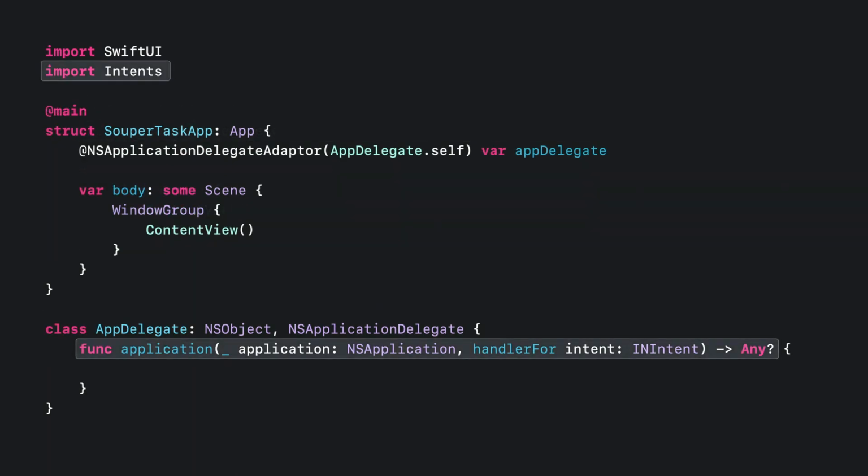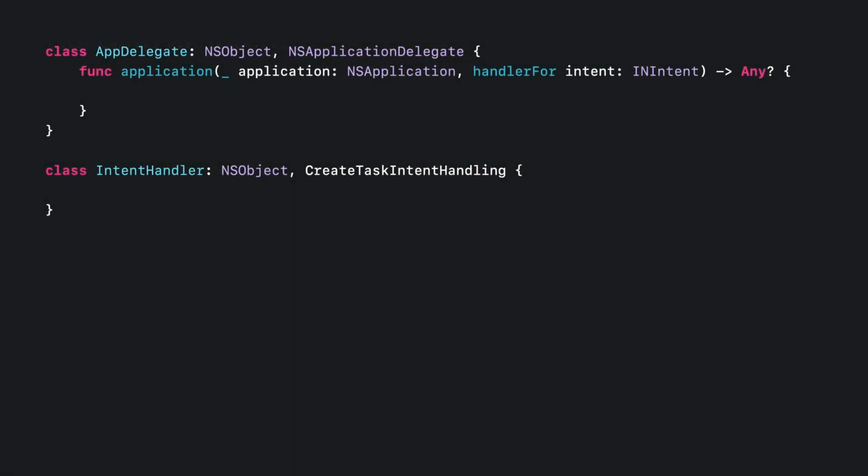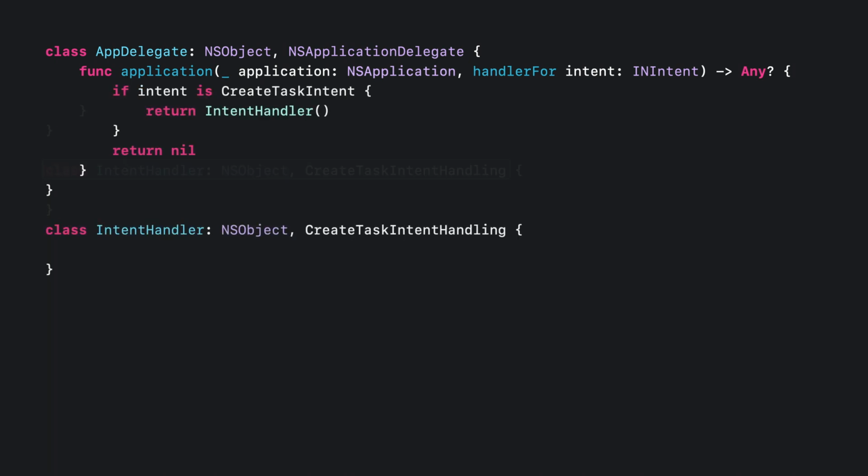To receive intents, import the intents framework and implement the handler for intent method. Now that there's a dispatch method, the next step is to implement a handler for the intent. For this example, I'll create a new class to handle the intent. And this can be any object in your app. The intent handler must conform to the generated protocol for this intent, which ends with the word handling. For the create task intent, it's named CreateTaskIntentHandling. Then I'll update the handler for intent method to return a new intent handler object when the intent is a create task intent.